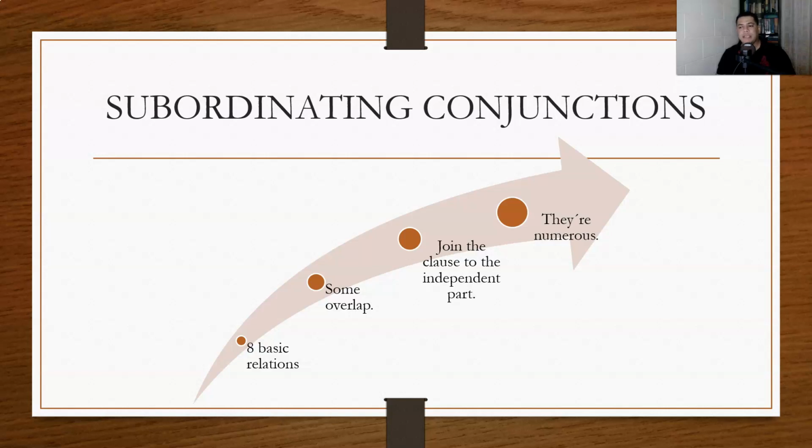Now, what this conjunction does is to join the clause to the independent part, right? So we need this word, and you need to understand that, compared to noun clauses and relative clauses, these connecting words are numerous, okay? We have different subordinators that introduce adverb clauses, and we also have certain phrases and certain constructions that can work as subordinating conjunctions.